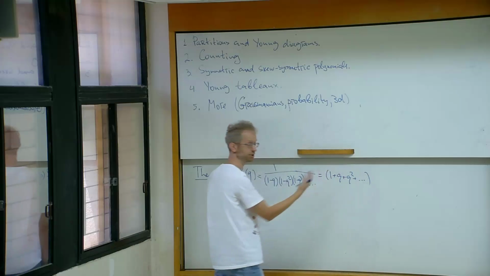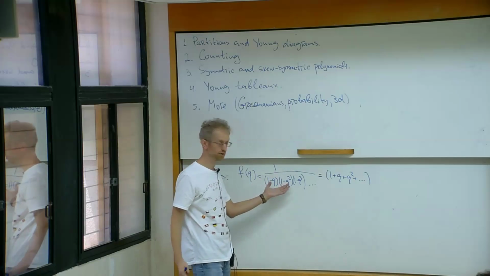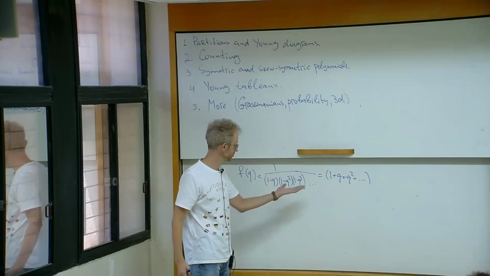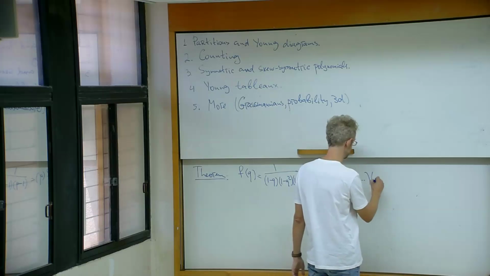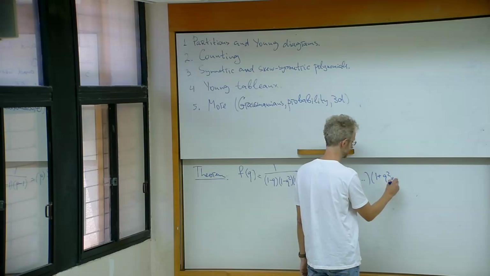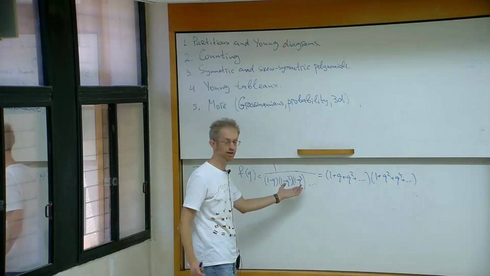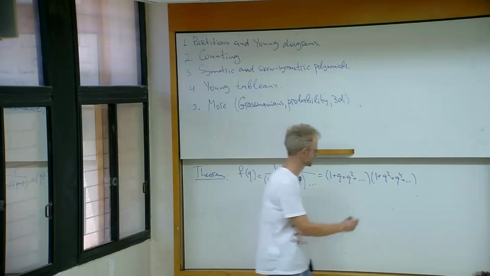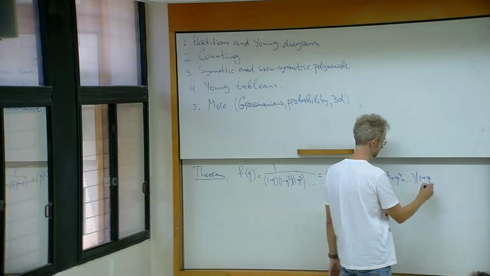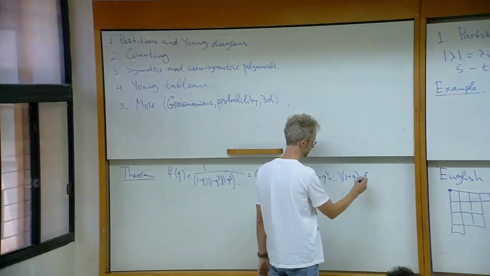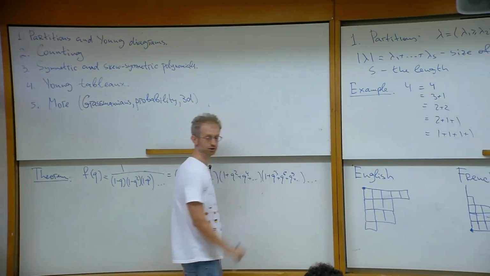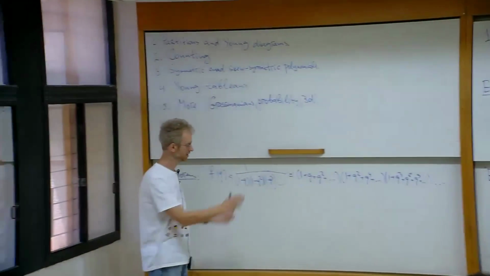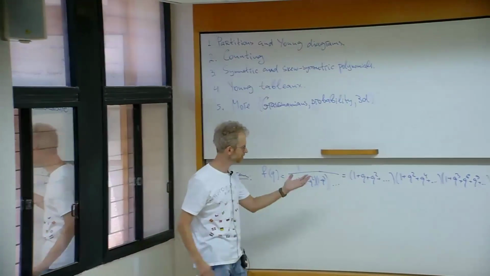So this is my first ingredient. And then I have 1 over 1 minus q squared. Let's do the same thing, just replacing q with q squared. So this is 1 plus q squared plus q to the 4 plus so on. And let me do one more. 1 over 1 minus q cubed is 1 plus q cubed plus q to the 6 plus q to the 9 plus so on.